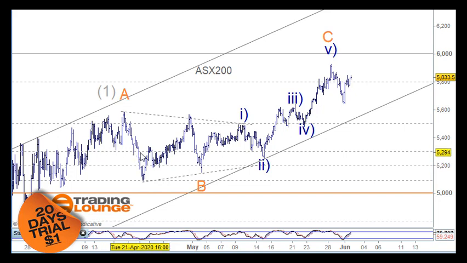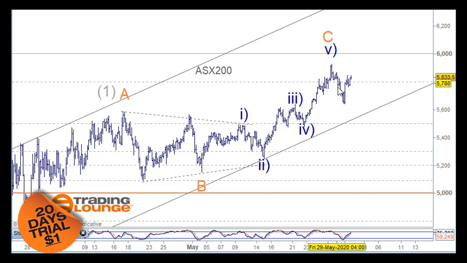Yeah, it's not clear. But this is the clear one here. So I really kind of like this as being the wave B here, or even a larger wave 2. So this wave 1 here with an A and a B and a C for wave 2 here. But in this case here, we've got a top in place here.